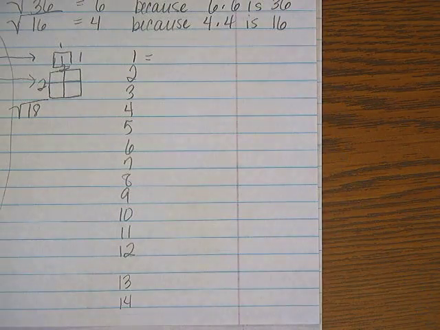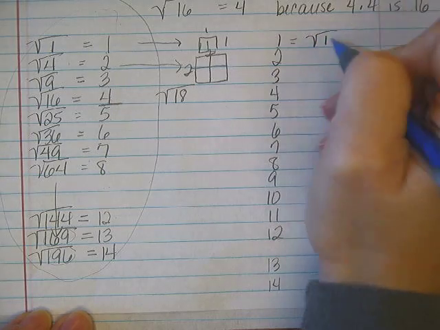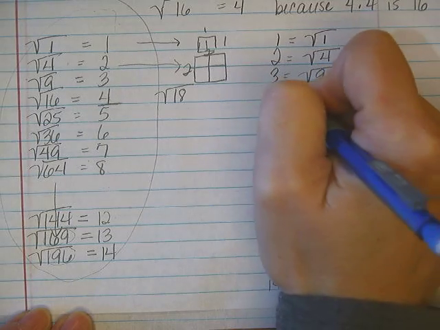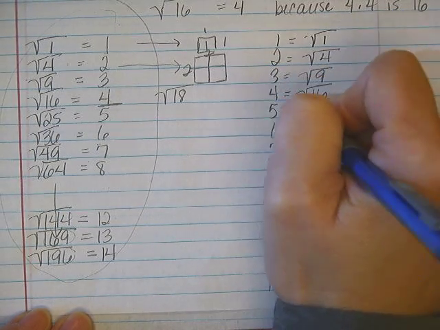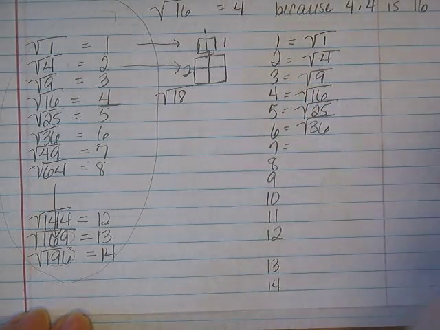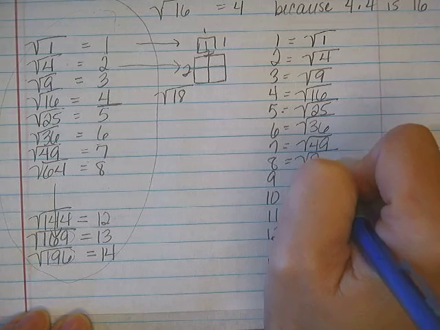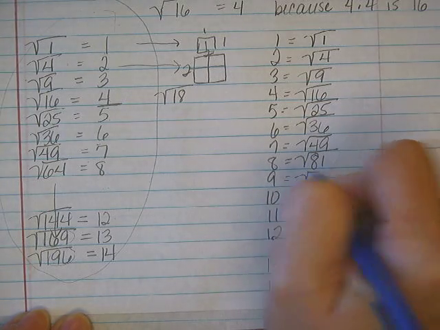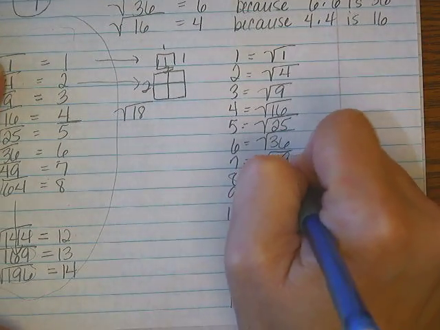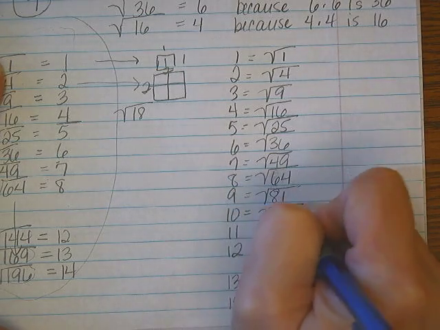So if I did the reverse of what I did over here, I would say 1 times 1, well, that's going to be the square root of 1. 2 times 2, that's going to be the square root of 4. 3 times 3, that's the square root of 9. 4 times 4, that's the square root of 16. 5 times 5, square root of 25. 6 times 6, square root of 36. 7 times 7, square root of 49. 8 times 8, square root of 81. 9 times 9, square root of, 8 times 8 was not square root of 81. 8 times 8 is square root of 64. 9 times 9 is the square root of 81.